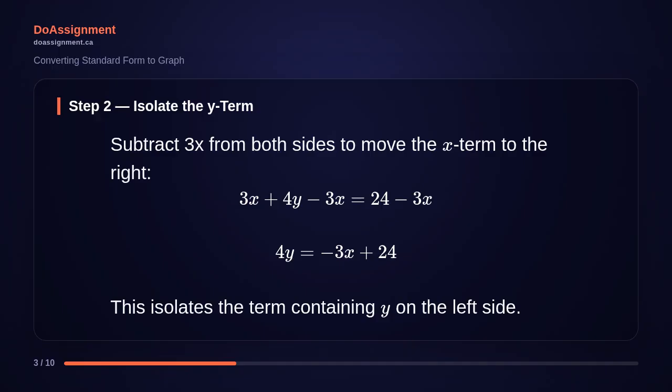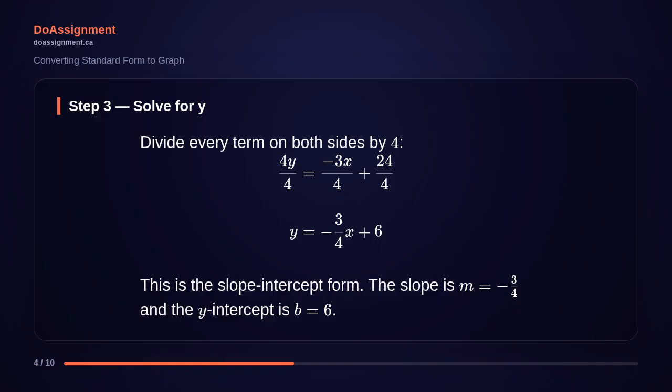To isolate y, we subtract 3x from both sides. The left side becomes 4y, and the right side becomes negative 3x plus 24. We divide both sides by 4. On the left, we get y. On the right, negative 3x over 4 plus 24 over 4 simplifies to negative 3/4 x plus 6. So our slope is negative 3/4 and the y-intercept is 6.